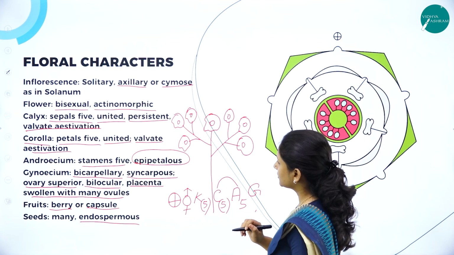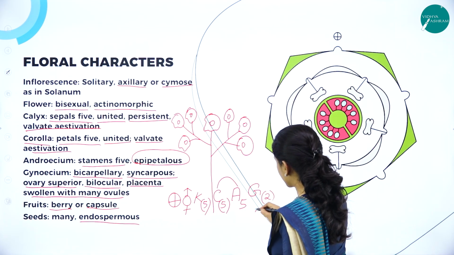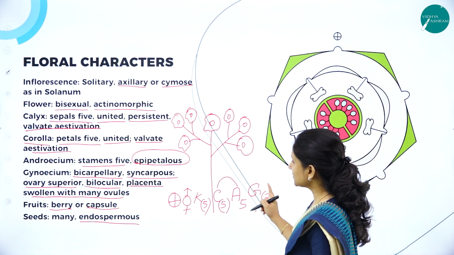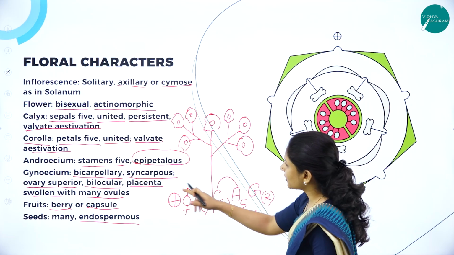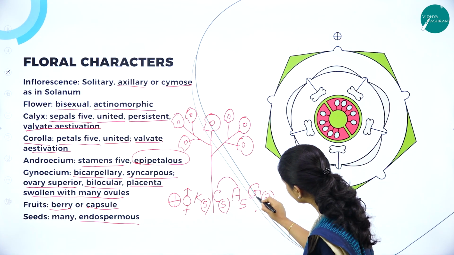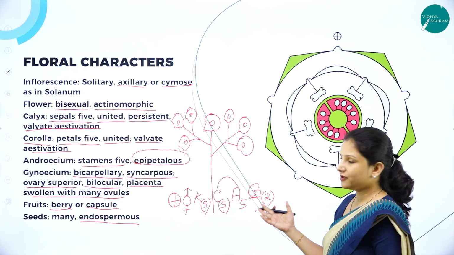How many carpels are there? 2 carpels are there. They are syncarpous. They are fused. So, therefore, within the bracket, they are fused. Next, I'll write about the ovary. What is it? Superior ovary. Therefore, where will the line come? Here, down. Finish with the floral formula. So, this was the floral formula.